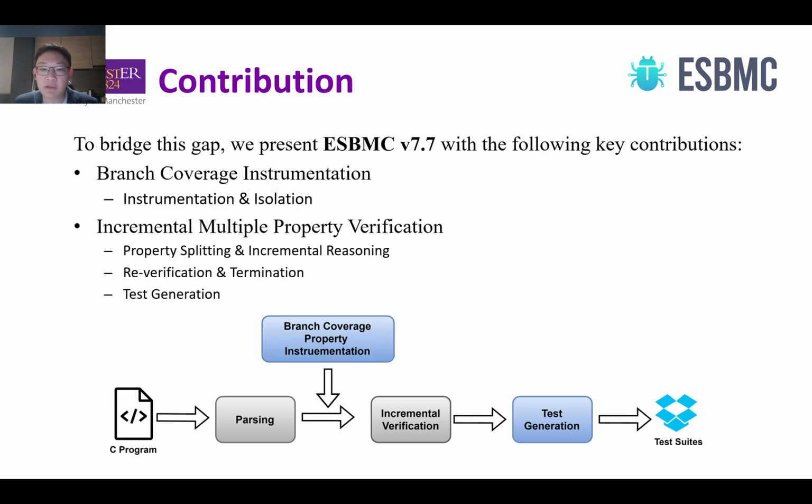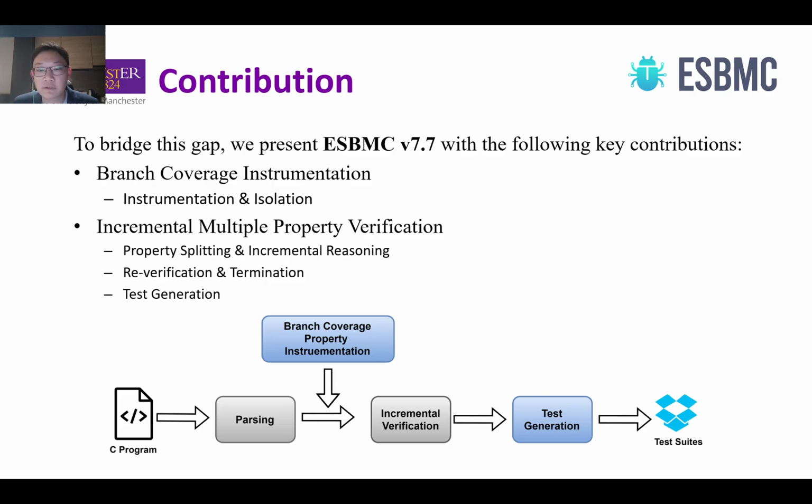To bridge this gap, we present ESBMC version 7.7 with two main contributions. First, we propose an instrumentation algorithm to simulate the behavior of entering a branch. That is, if a program enters the branch body, it must satisfy the guard condition. So what we do here is convert this guard condition to a property assertion, and we add it back to the source program. The next step is to verify this instrumented assertion.